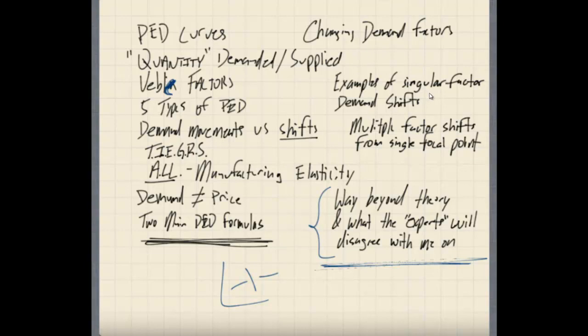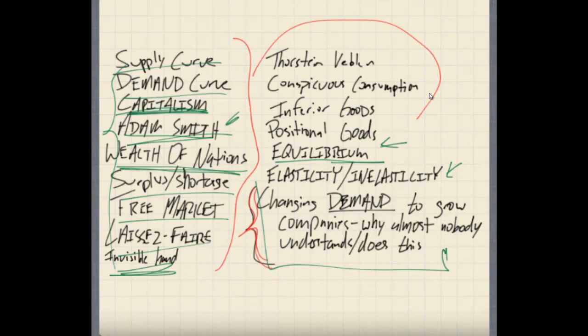Changing demand factors, examples of singular factor demand shifts. We went over all that. Hopefully that is all clear and makes sense. And then we've got other items. This will be the last page I'll go over, because positional goods are just like the Veblen curves. Okay, they got it spelled right there.